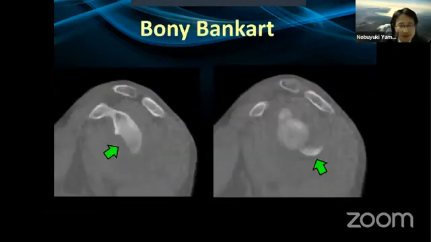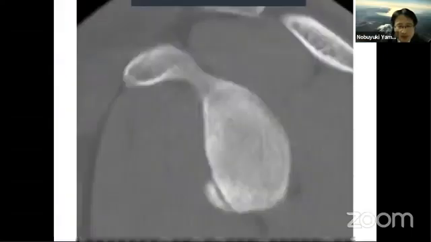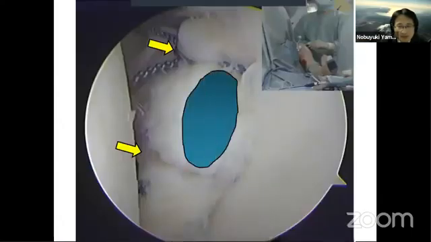Lastly, let's talk about bony Bankart. The surgical procedure depends on the size of the fragment. For a small fragment, less than 1 centimeter, if we fix the capsule ligament complex, the bony fragment is reduced and fixed to the glenoid at the same time. The fragment can be sandwiched between sutures.